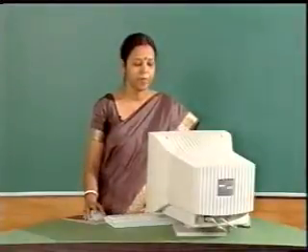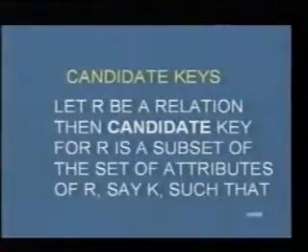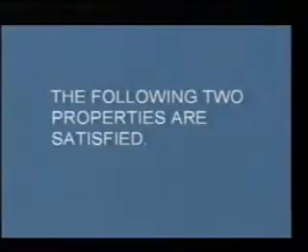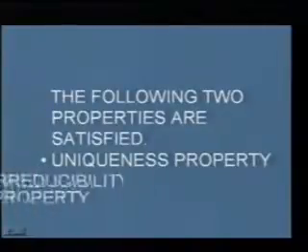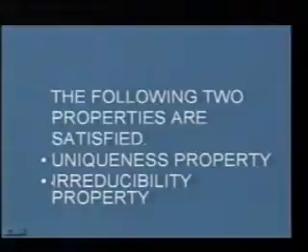First of all, let us see the definition of candidate keys. Let R be a relation, then a candidate key for R is a subset of the set of attributes of R, say K, such that the following two properties are satisfied. The first property is the uniqueness property and the second property is the irreducibility property.